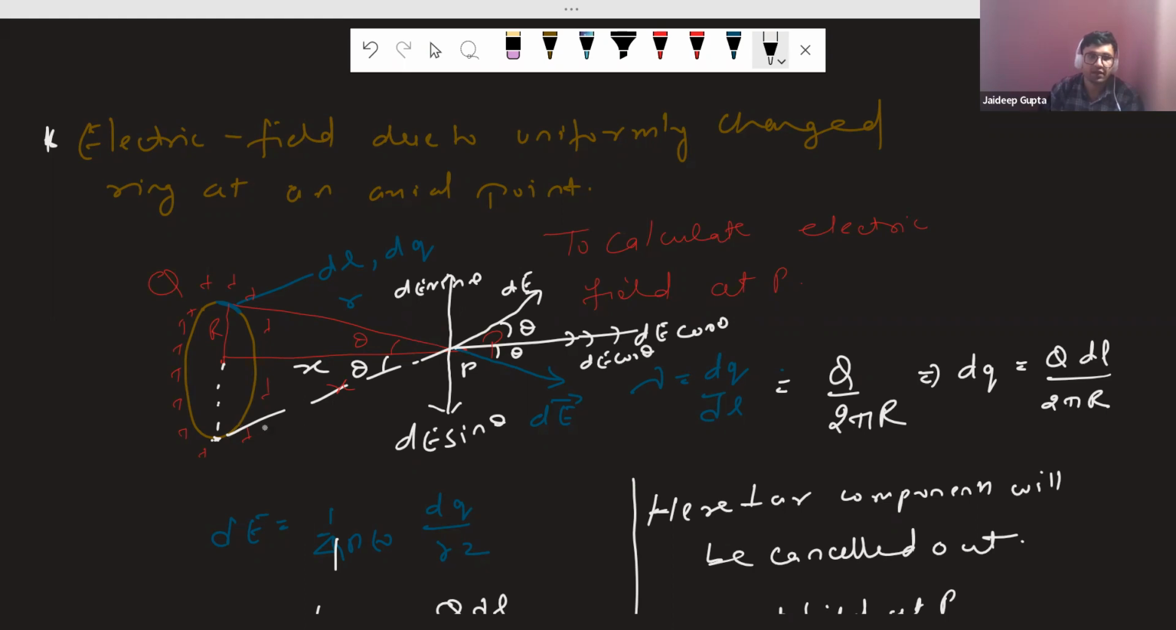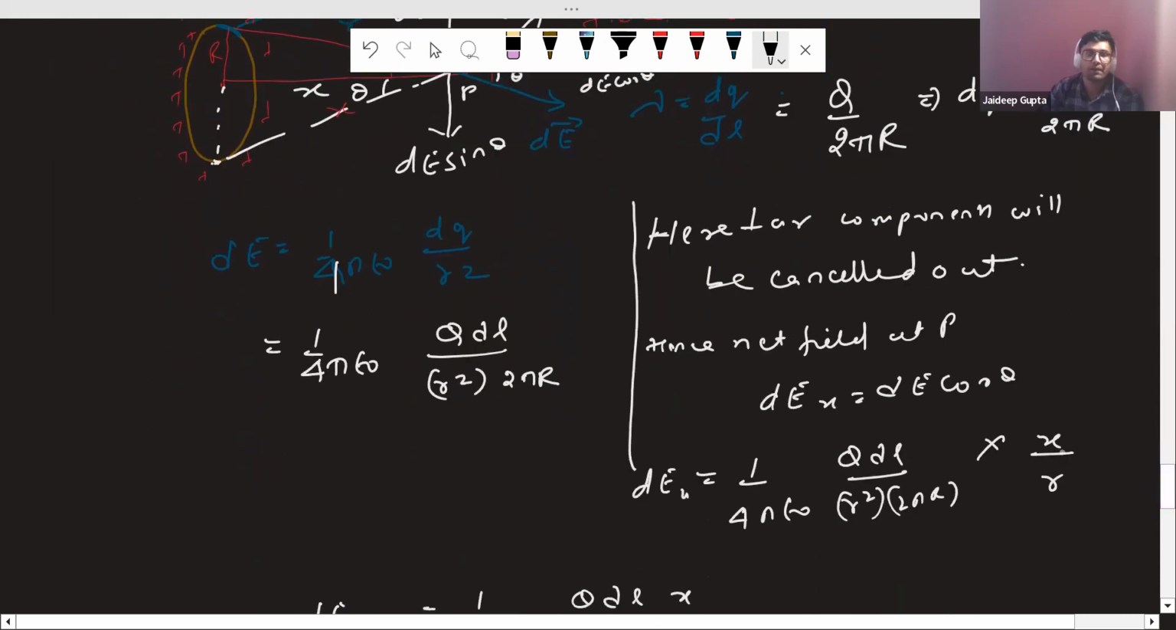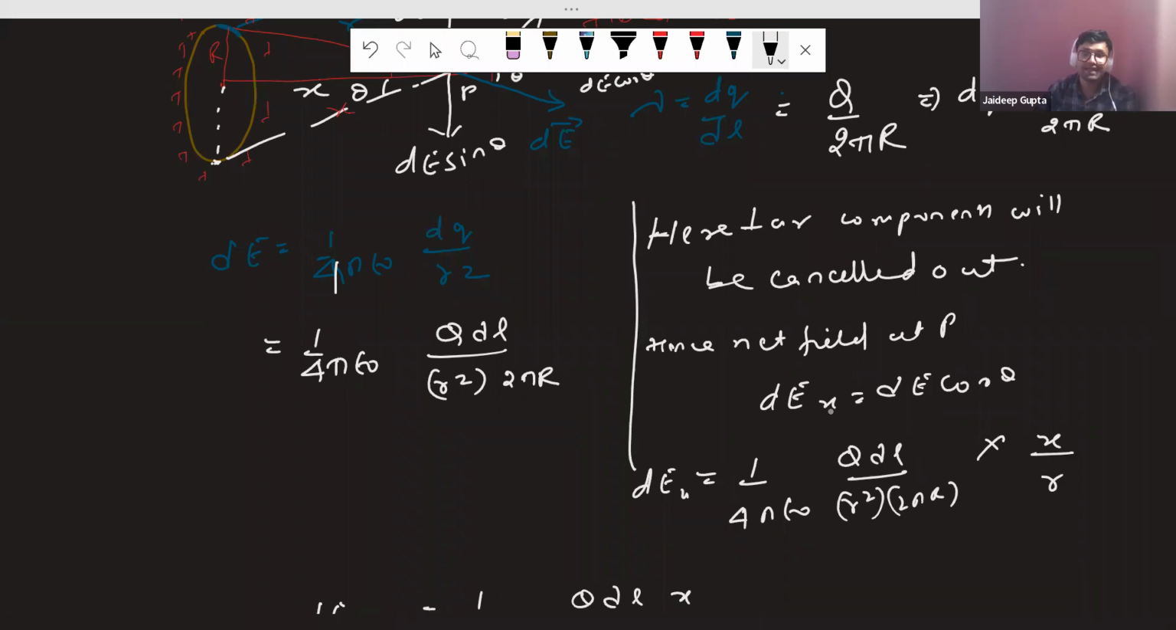Likewise, if you resolve this electric field, you will get the same thing, de sin theta and de cos theta. So the de sin theta perpendicular components will be cancelled out because they are equal in magnitude but opposite in direction. So the net electric field will come out just due to the horizontal component, that is de cos theta. Hence the net electric field at P will be dEx equals de cos theta. Now substitute the value of de here, and cos theta is base over hypotenuse.